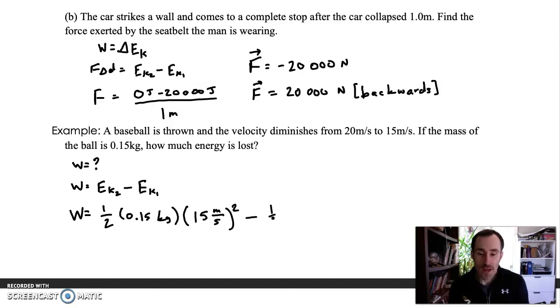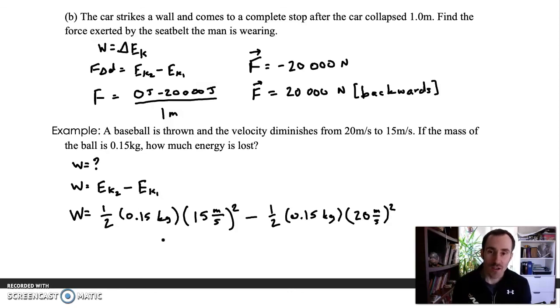Minus half times 0.15 kilograms times 20 meters per second squared. Okay, now you probably can notice that you have common factors over here. So you could have just done half times 0.15 times, in brackets, v2 squared minus v1 squared. That works totally fine as well. And in most situations, the mass of the object is not going to be changing. So then doing it like that will work totally fine.